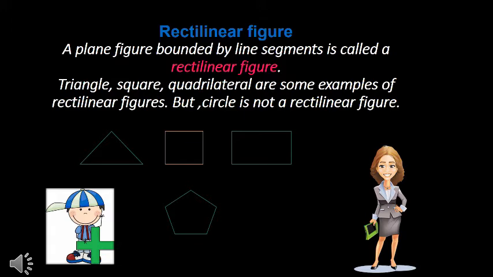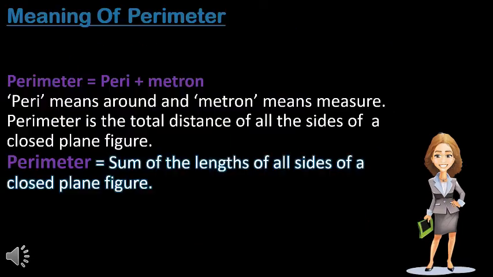Now, let us understand what is a perimeter of a rectilinear figure. What is perimeter? The word perimeter comes from two Greek words, peri and metron. Peri means around and metron means to measure. Thus, perimeter is the total distance of all the sides of a closed plane figure. Hence, it is found by adding the length of all the sides of a closed plane figure.